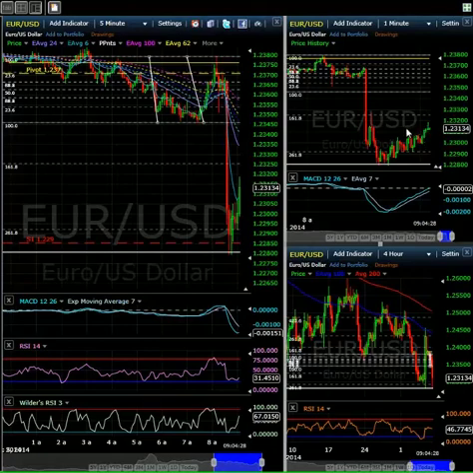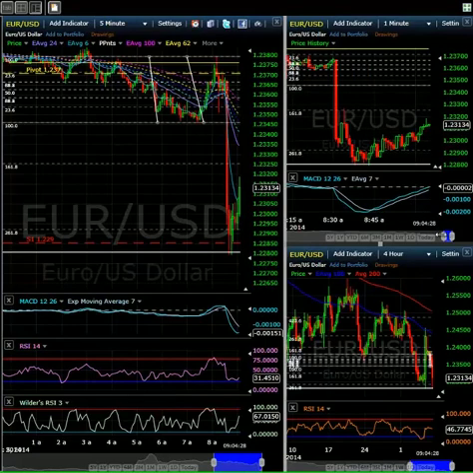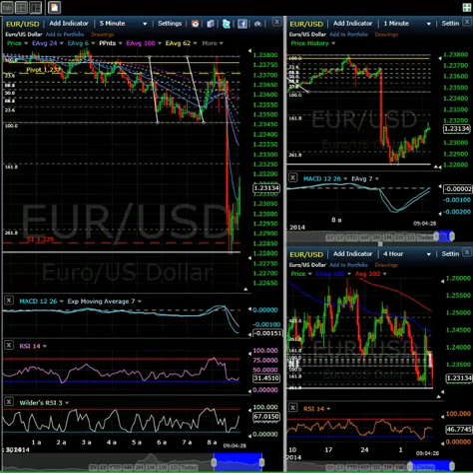I just realised that my chart stopped moving. I don't know why that is. Don't know why the timer stopped on that. Right, I'll just swap to another chart.